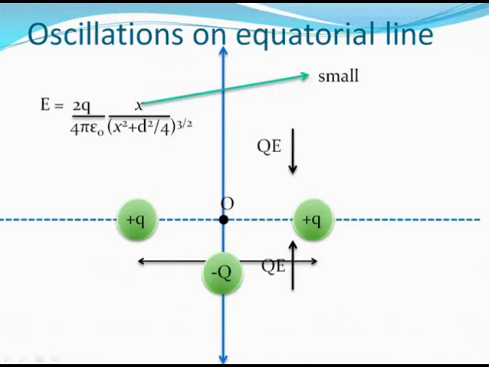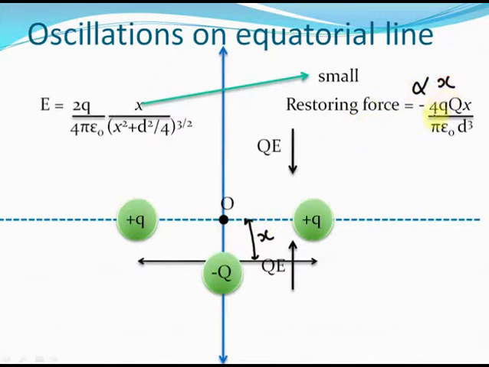This net restoring force, which is always trying to pull the charge back towards the origin, will have this magnitude. And this magnitude can simply be obtained by multiplying this electric field you see on your screen here by capital Q. As you can see, this restoring force is proportional to x, where x is the distance of the minus q charge from the origin at any instant. So since the restoring force is proportional to x, this is the case of simple harmonic motion.